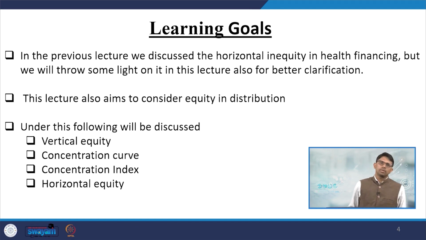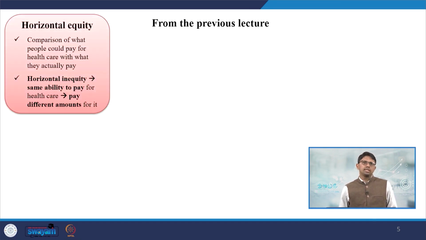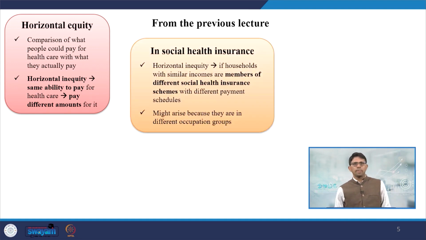These are all important for specifying equity in the context of distribution. Especially in the previous lecture, I am just giving you a snapshot of what we did. We started discussing horizontal equity, where we discussed ability to pay for health care, and where we mentioned that people should pay the same amount if they have the same ability. And we also cited the case of social health insurance, and we mentioned whether that leads to better equity or inequity, especially in the horizontal inequity case.